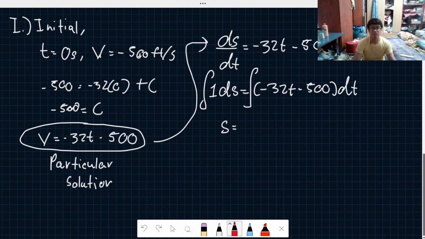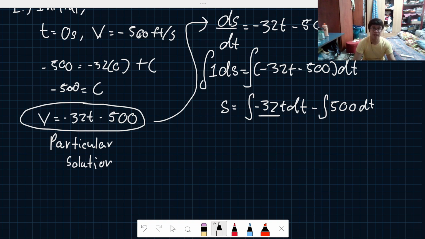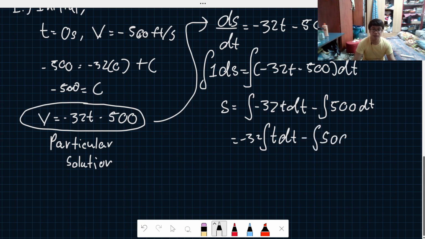Why? Because if you're asking me for the integral of negative 32t minus 500, this is just another way of saying the integral of negative 32t dt minus the integral of 500 dt. And you see, we have a constant of negative 32 and a variable of t. So we can bring out negative 32 outside. So I will have negative 32 times the integral of t. And that's it. Now, here's the thing.